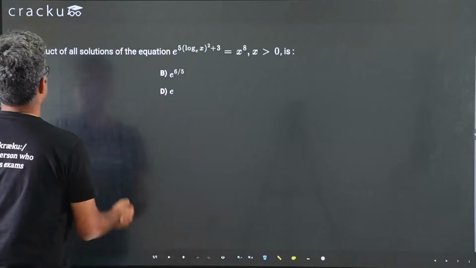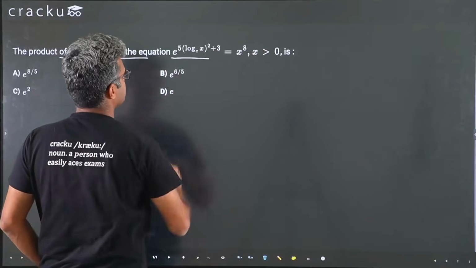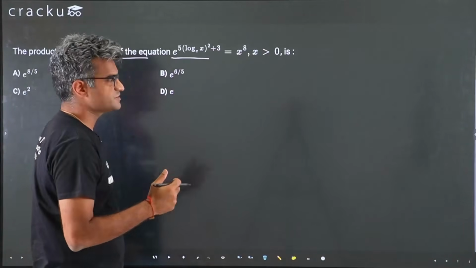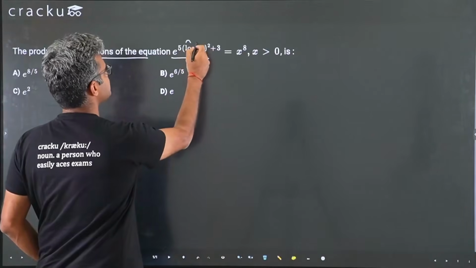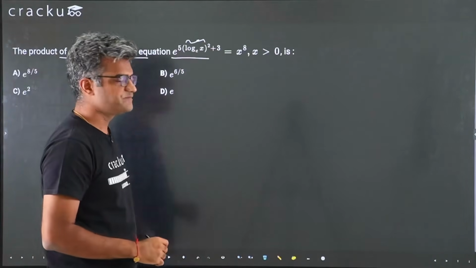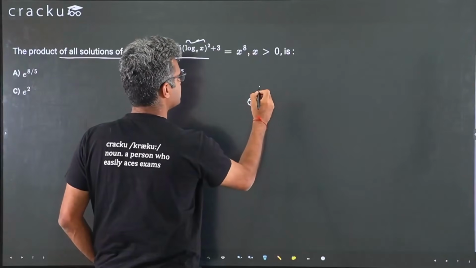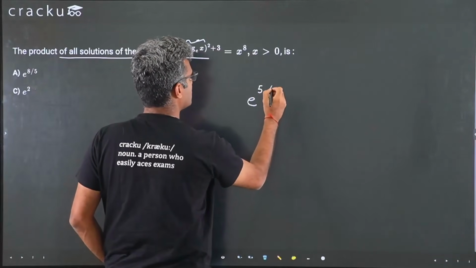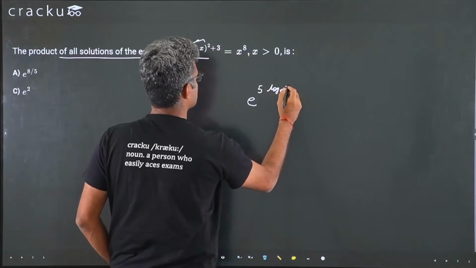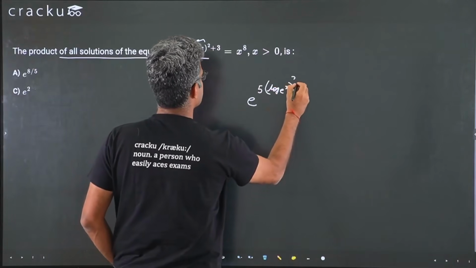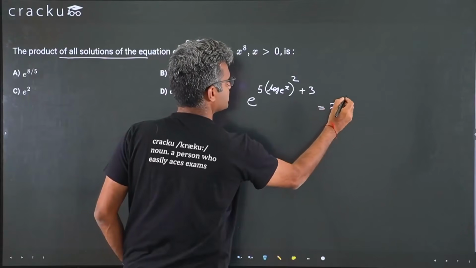In this question, we are asked to calculate the product of all the solutions of the equation e to the power 5 (log x to the base e) whole square plus 3 is equal to x to the power 8. We see that in this exponent we have log x to the base e. So let us first write down the equation that is given. This is e to the power 5 times (log of x to the base e) whole square plus 3 is equal to x to the power 8.